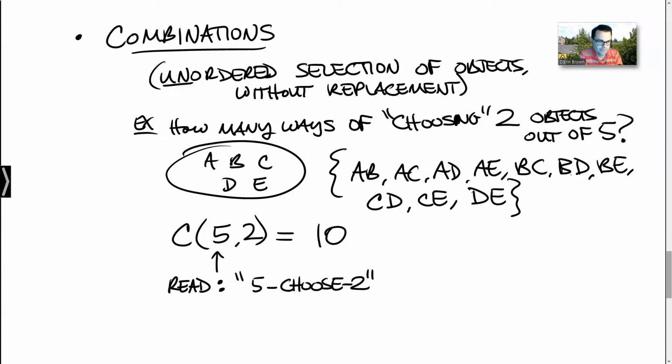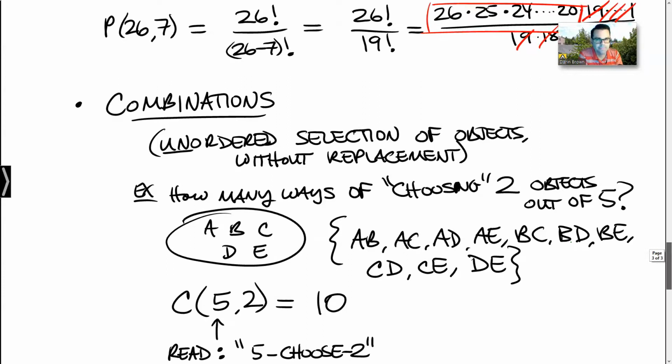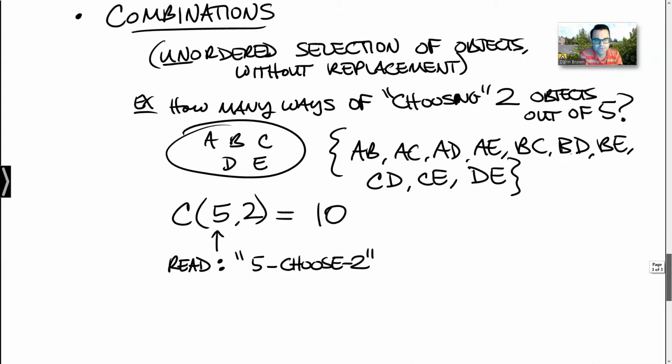Now, how could we figure this out? Because we don't want to just list these all the time. Well, there's a way that we could figure out a formula for this. By the way, another notation for this is (5 2). So it's written like a fraction in parentheses, but there's no fraction bar. It's called 5 choose 2. Okay.